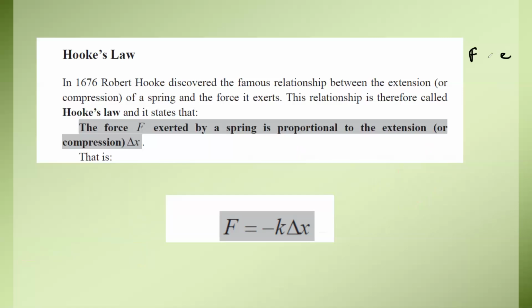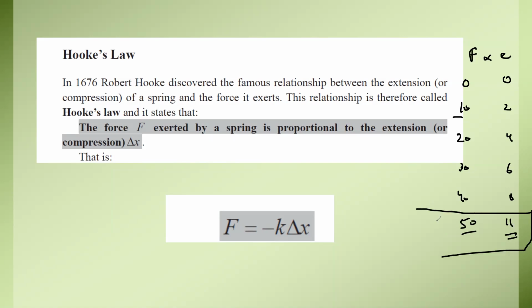It means, for example, when no force was acting, the extension was 0. When we apply a force of 10 Newton, the extension is 2. When we double the force, extension is double. When we triple the force, extension is 3 times the original. But when force is 5 times the original value, like originally it was 10, now 50, the extension should also be 5 times, but we don't have that, we have 11. So this 50 and 11 is beyond the limit of proportionality. It means we cannot apply Hooke's law here because Hooke's law is only valid within the limit of proportionality.